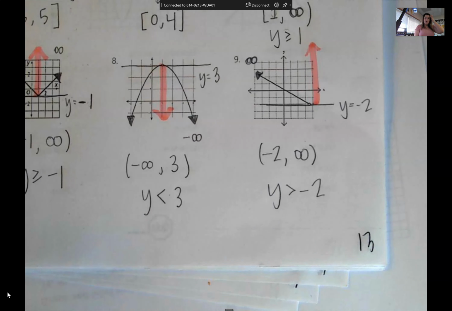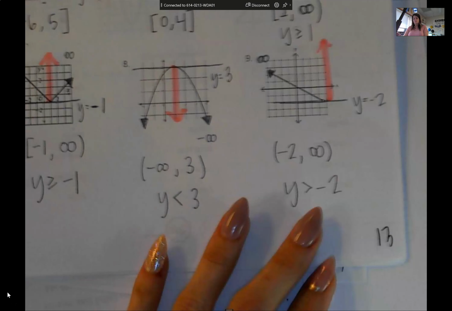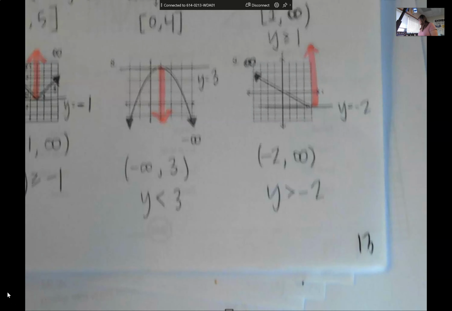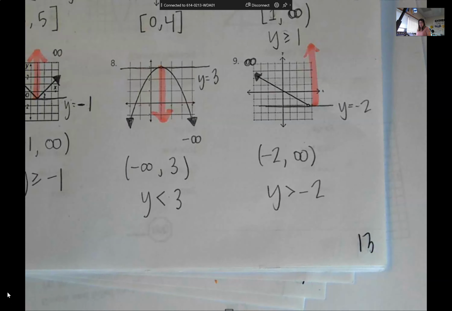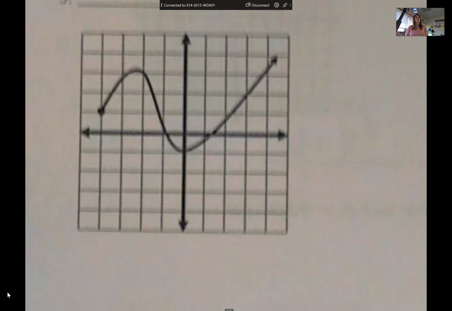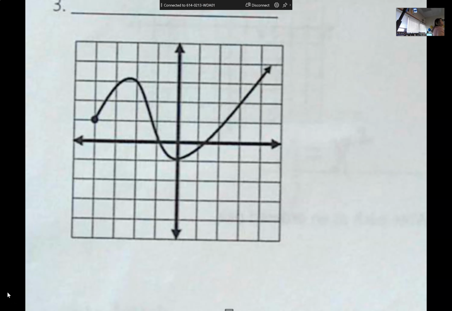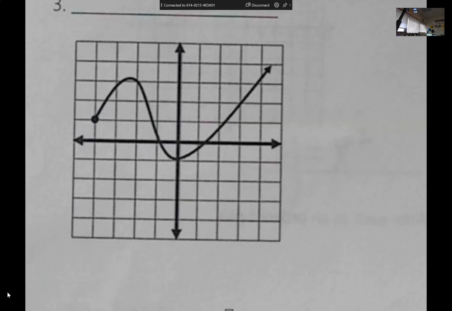Okay, let's try some whiteboard ones. Let's focus on interval notation at first. Okay, it looks weird, but remember, you're focusing on your lowest point and your highest point.